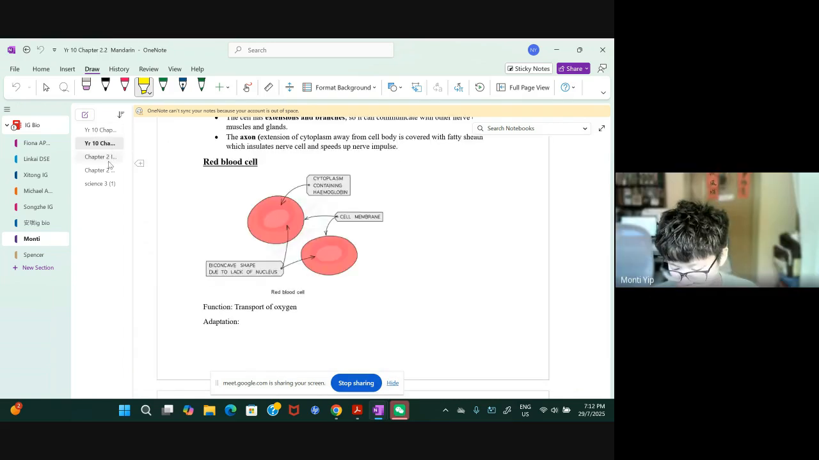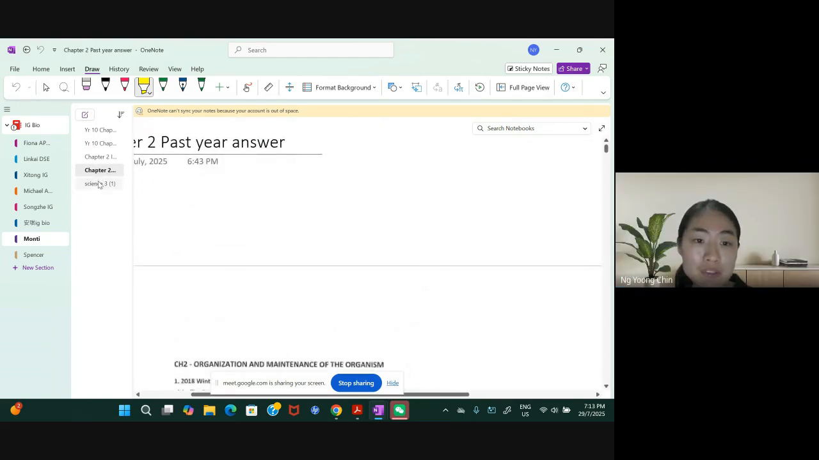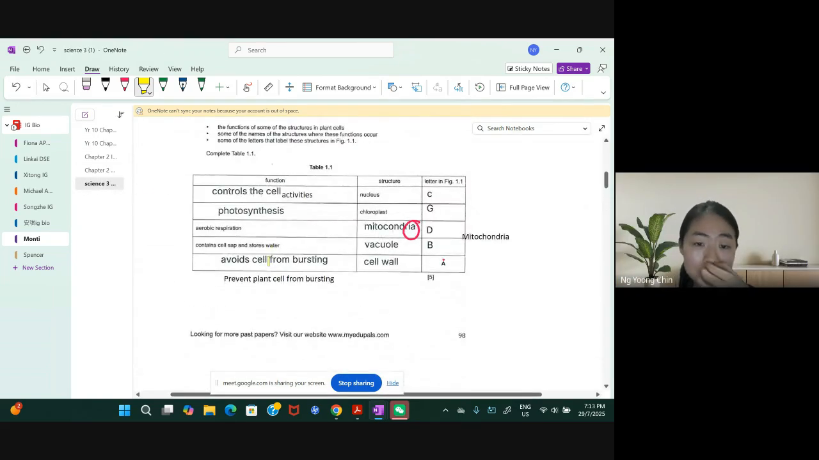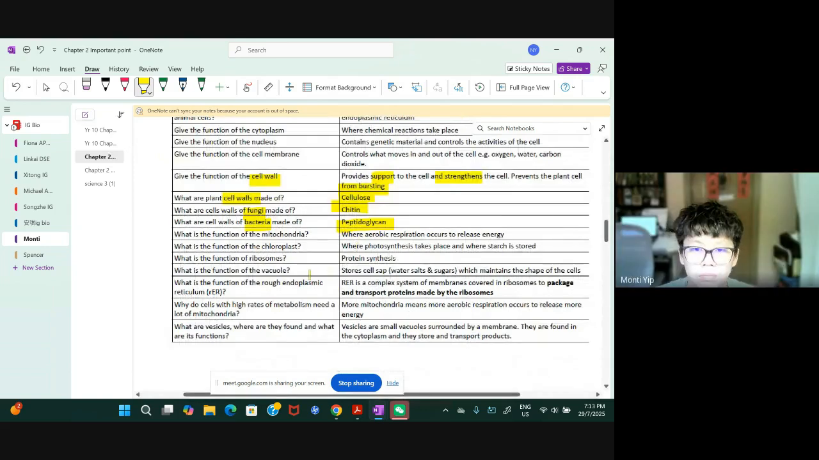As what you wrote, avoid the plant cell from bursting. I can see your answer, this one. You wrote avoid cell. So you should write avoid the plant cell, which is better. Cell can be animal cell or plant cell, right? So you should write in a more specific way.